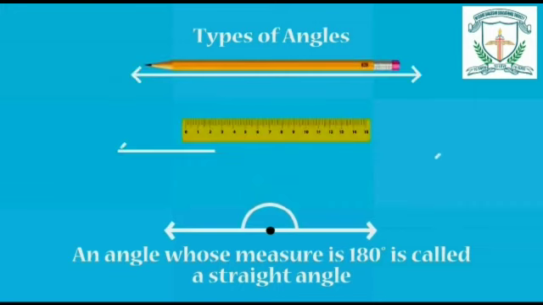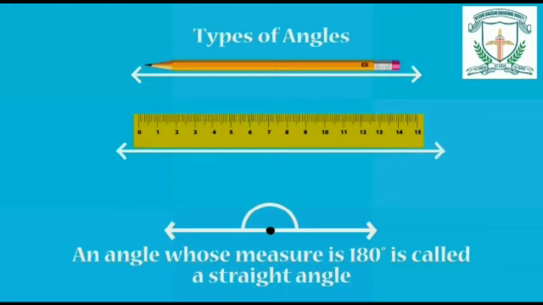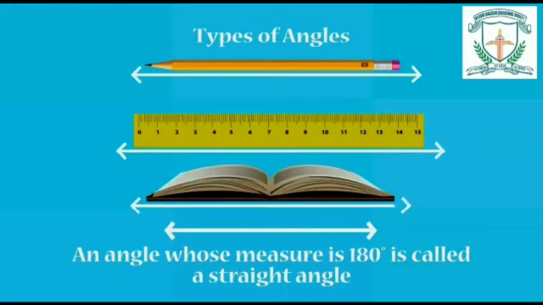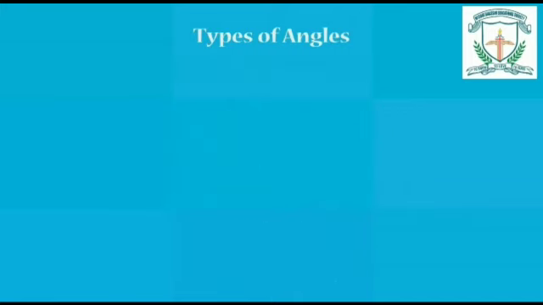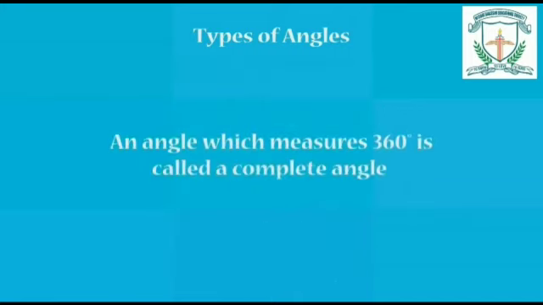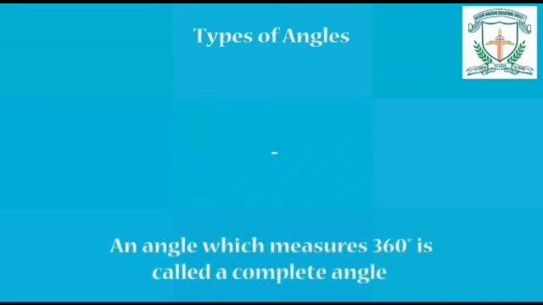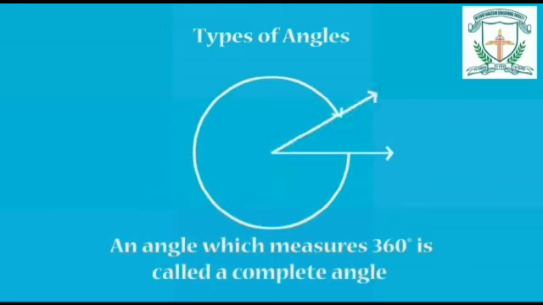A pencil or a pen, the edge of a ruler or the book are the examples of straight angles. Fifth one. An angle which measures 360 degrees is called a complete angle. Example, when the arms of an angle take one full turn, it is a complete angle.